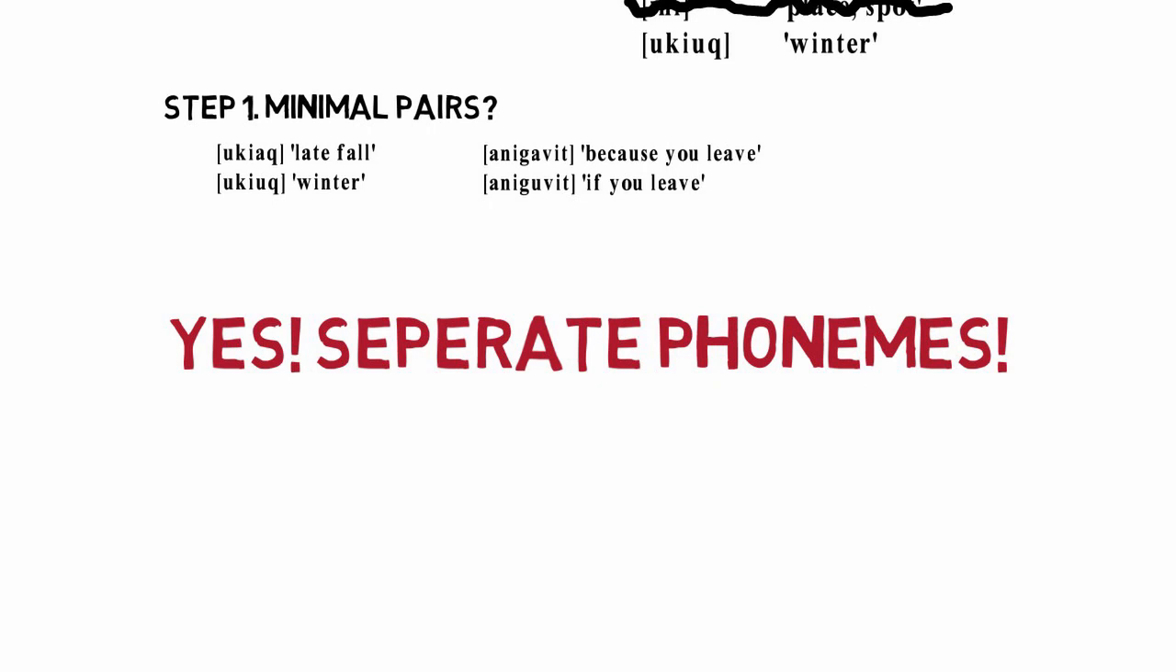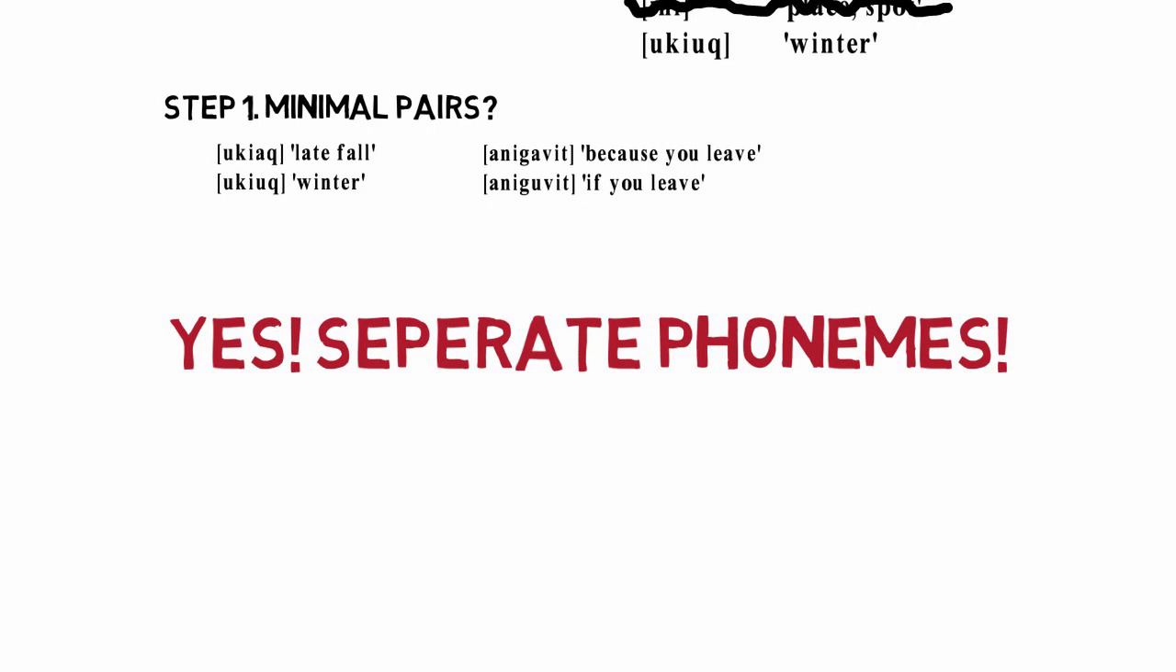How about the term anigavit, meaning because you leave, and aniguvit, meaning if you leave? The only thing that differs here is the third vowel, the one after g. In the if you leave instance, it's a u, and in the because you leave instance, it's an a.